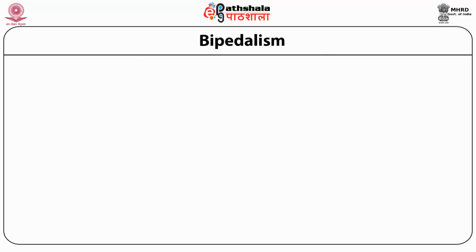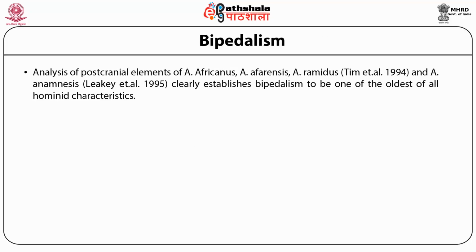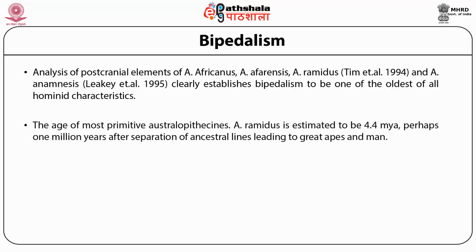Let's first discuss bipedalism. Analysis of the post-cranial elements of Australopithecus africanus, Australopithecus afarensis, and Australopithecus ramidus clearly established bipedalism to be one of the oldest of all hominid characteristics. The age of the earliest variant of Australopithecus is estimated to be about 4.4 million years ago. The appearance of this group took place perhaps 1 million years after the separation of the ancestral line leading to great apes and humans.